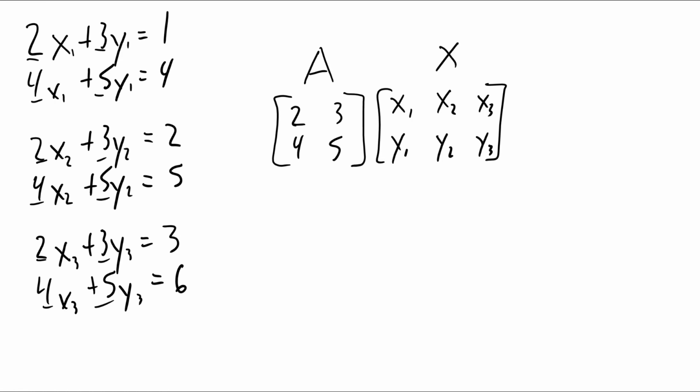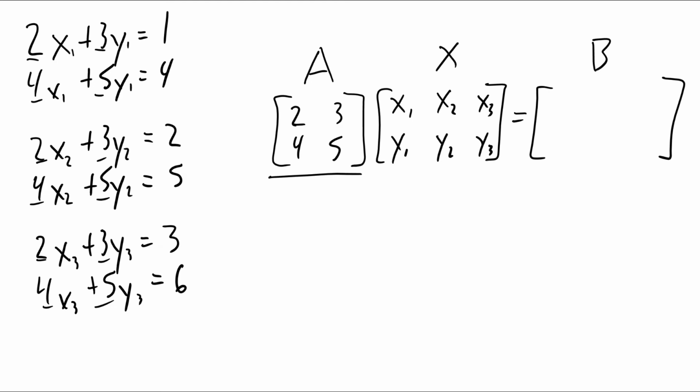So each column represents a different system of equations. So the first column, x1, y1, is that first system of equations. The second column, x2, y2, that's our second system of equations, and so forth and so on. So we can do this for infinitely many different systems of equations, so long as we're using the same coefficient matrix A. So we'll set this equal to our matrix B.